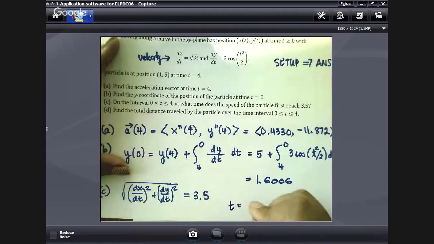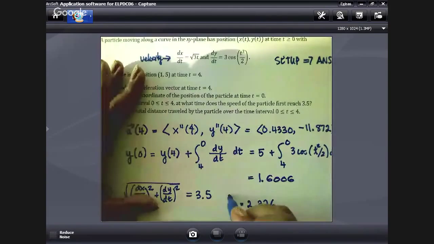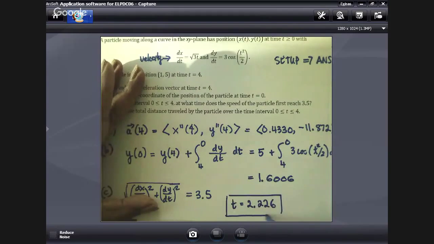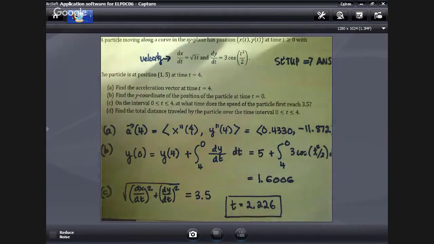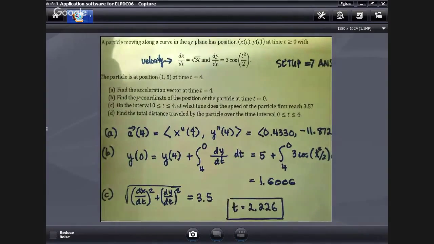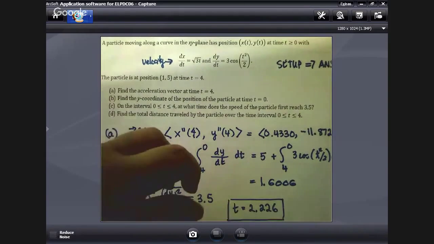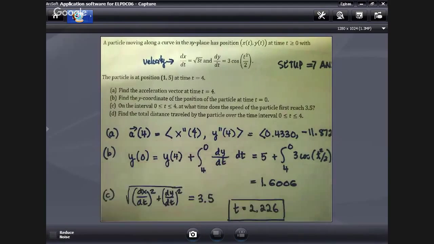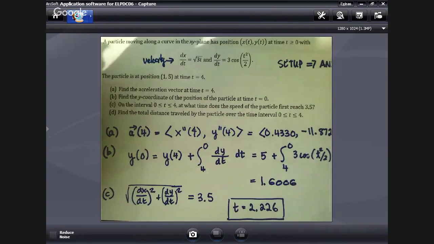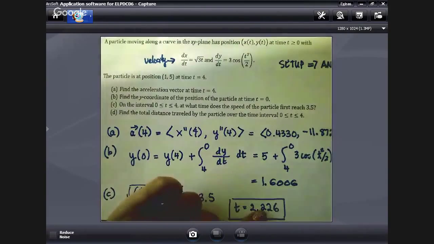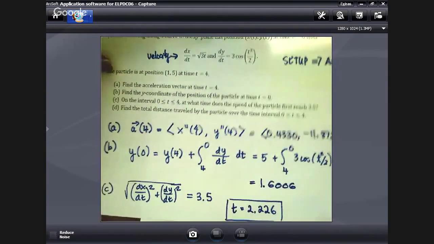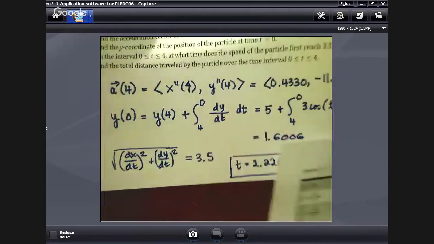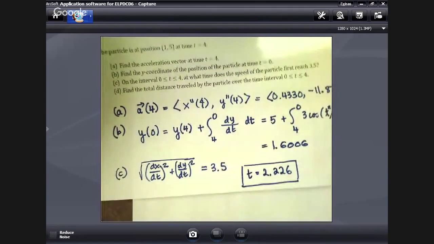T equals 2.226 if you round it. Notice I don't have to show how I'm doing anything. This is a graphing calculator active question, so I need to show a setup, and then I can go straight to the answer. This number, by the way, truncates to 2.225, so they would accept that also. I'm running out of space, so let me just write this at the bottom of this.